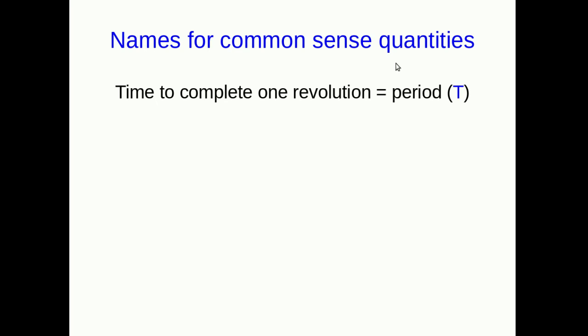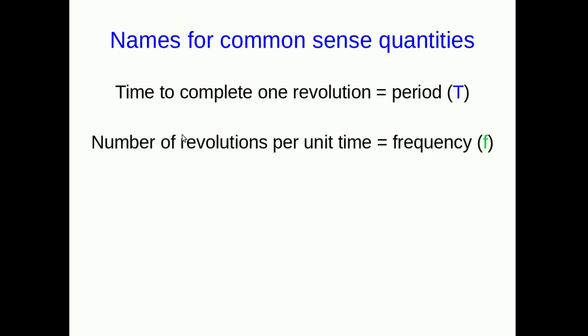So we have these common sense quantities for describing revolutions, the time to go once around that we call the period, the number of times you go around per time that we call the frequency, and we've seen that the frequency is just 1 over the period. And the thing I want to stress is that this isn't a formula to remember. This is simply common sense. If you understand what frequency means, you know how to calculate it.